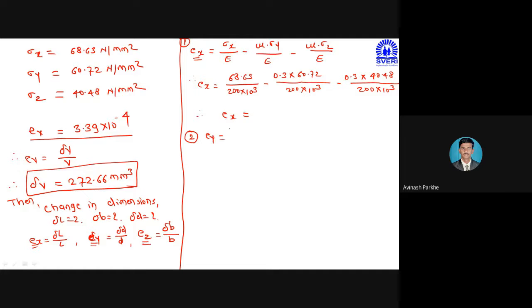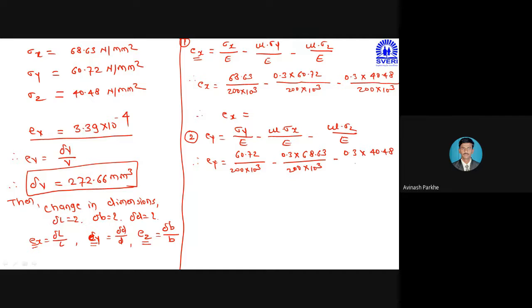While calculating epsilon Y, linear strain in Y direction is sigma Y upon E, and the remaining two directions are lateral strain, therefore minus mu into sigma X divided by E minus mu into sigma Z divided by E. Therefore epsilon Y: sigma Y 60.72 divided by 200 into 10 raised to 3, minus mu 0.3 into sigma X 68.63 divided by 200 into 10 raised to 3, minus mu again 0.3 into sigma Z 40.48 divided by 200 into 10 raised to 3. Now find out epsilon Y.